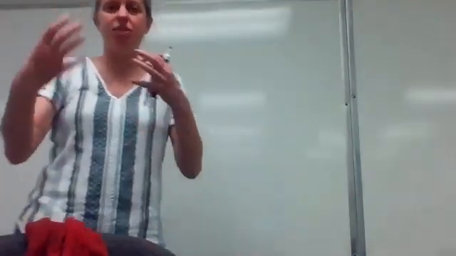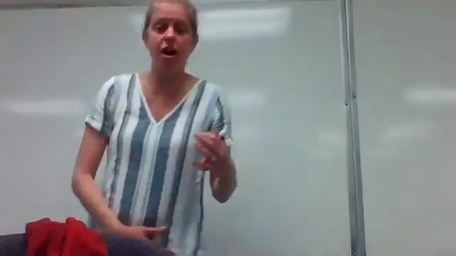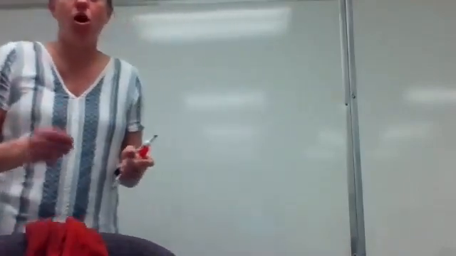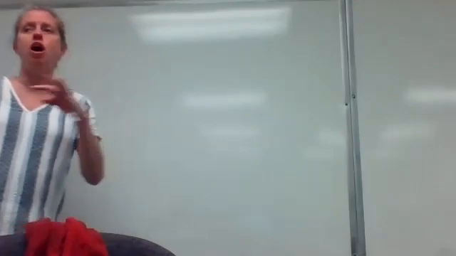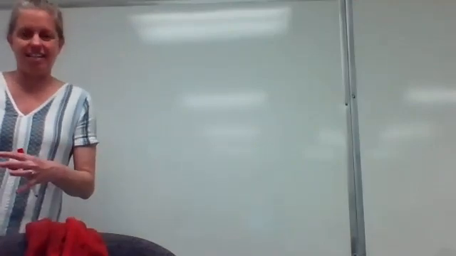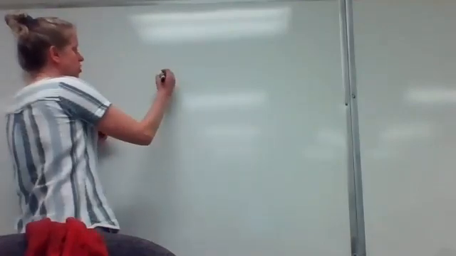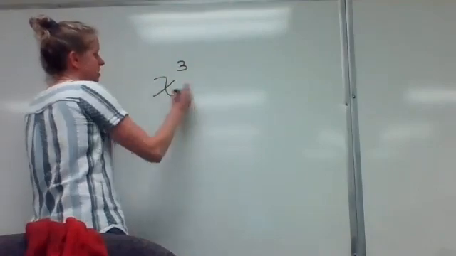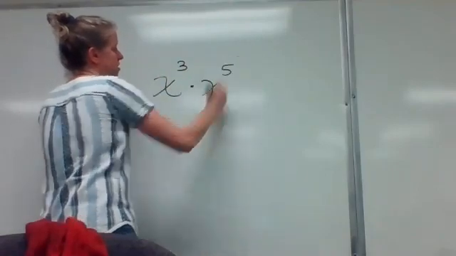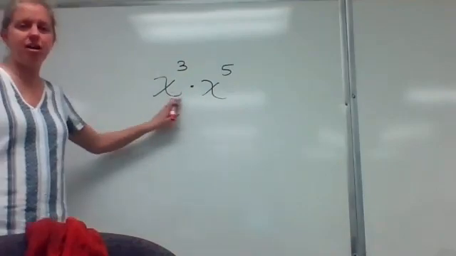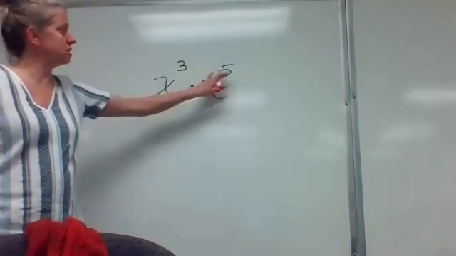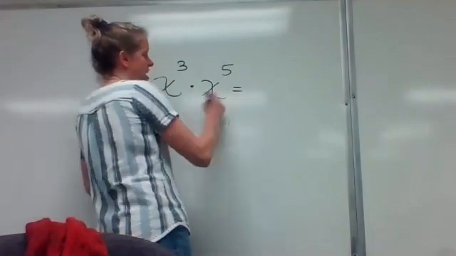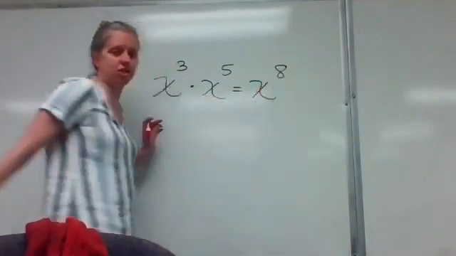Next section is 5.5. So now we are going to be multiplying with x's, with different exponents and things like that. So now we do need to remember what the rule is when you are multiplying with x's. Okay? What's the rule say when you are multiplying the same letter together? The rule is you are going to add their exponents. So that would give me x to the 8th.